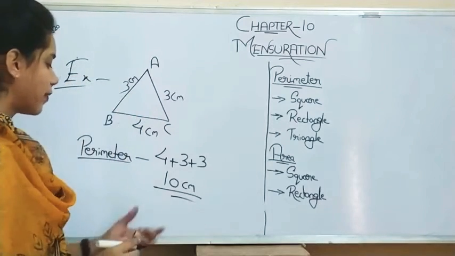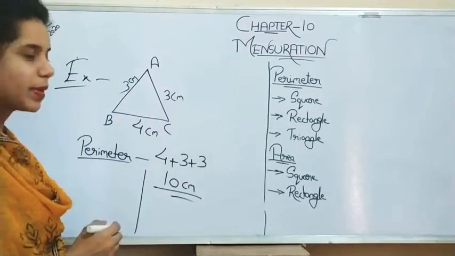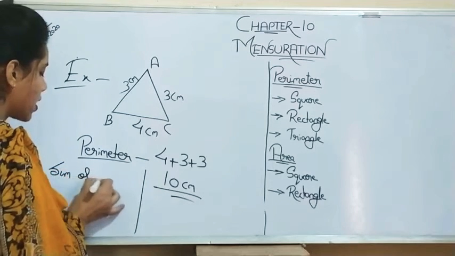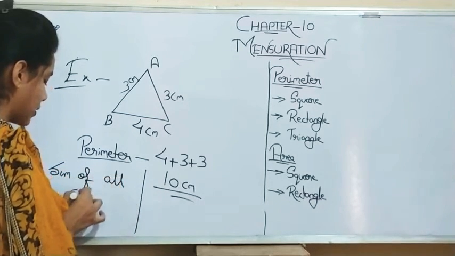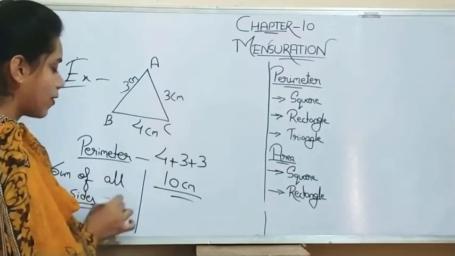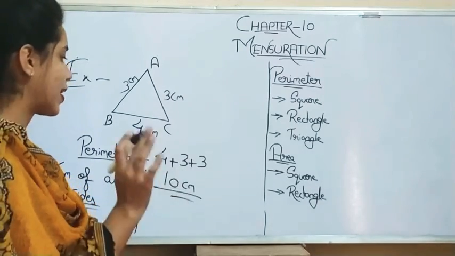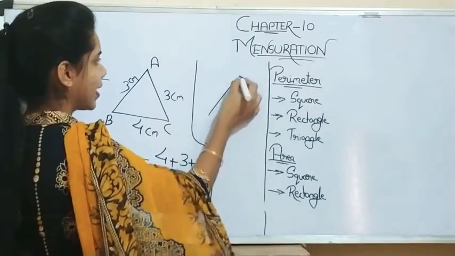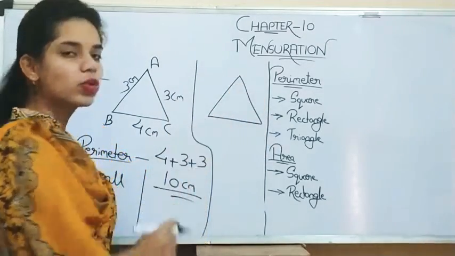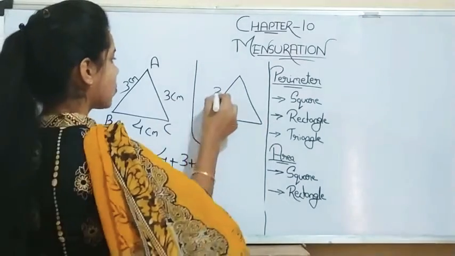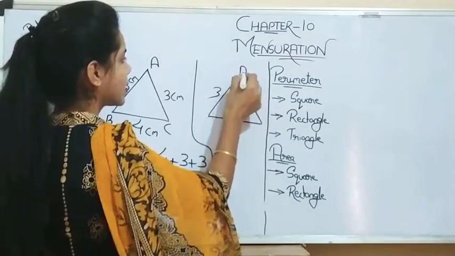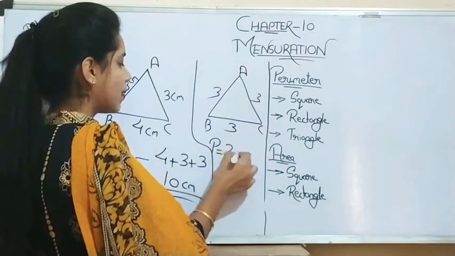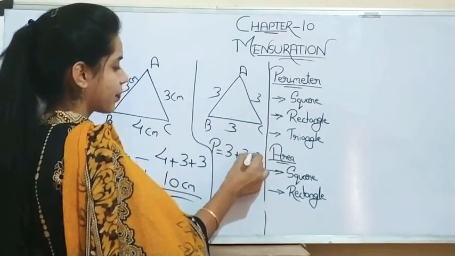Now what we actually get, the formula of perimeter of triangle, is the sum of all sides. Sum of all sides will be the formula for perimeter of any triangle. But if there is a triangle which is equilateral, equilateral triangle means whose all sides are equal. Suppose this is 3, 3, 3. Their measurements are 3, 3, 3. So the perimeter will be 3 plus 3 plus 3.